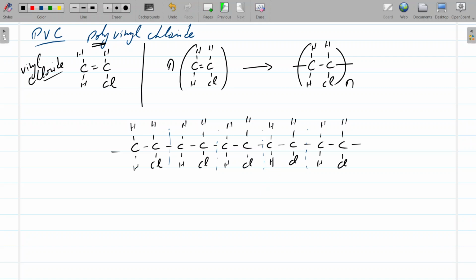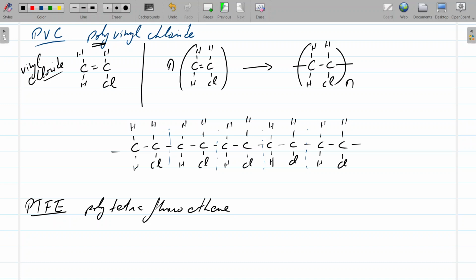Now PVC is not part of your syllabus. It's given as a going further, but it's mentioned in your book. Another polymer that's mentioned is PTFE. Again, this is given as a going further thing. So this is polytetrafluoroethene.